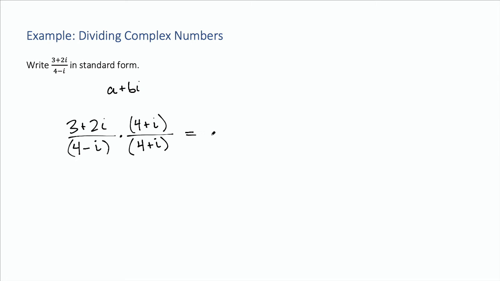So now I can go through and do that multiplication. I have here 3 times 4, which is 12. 3 times i, which is 3i. 2i times 4, which is 8i. And 2i times i, which is 2i squared.